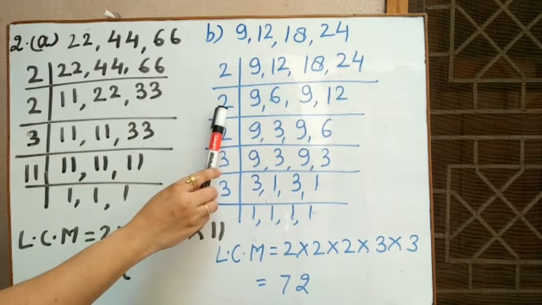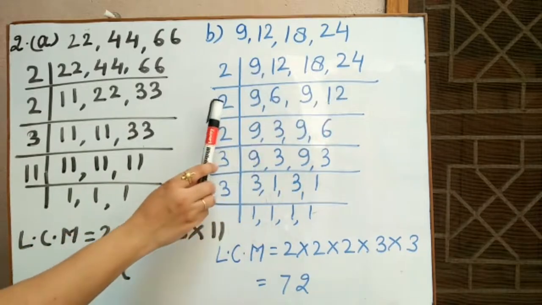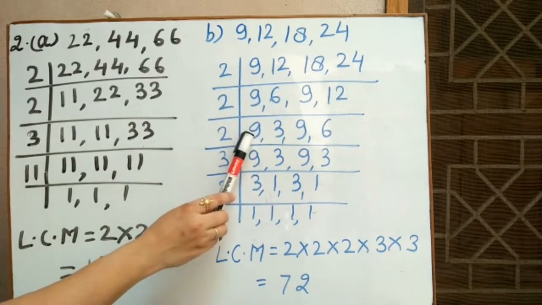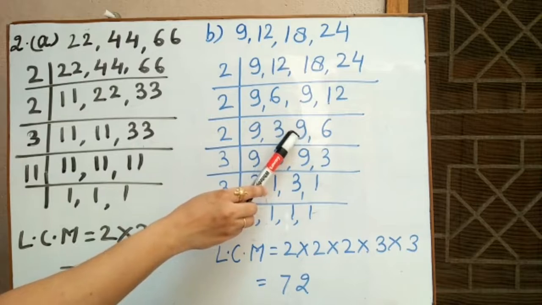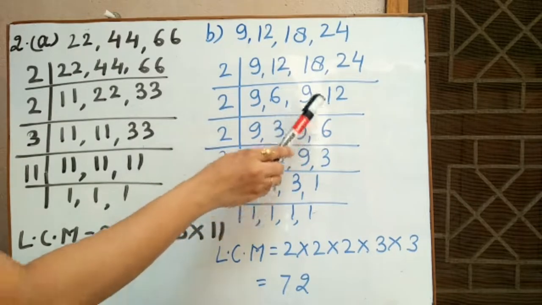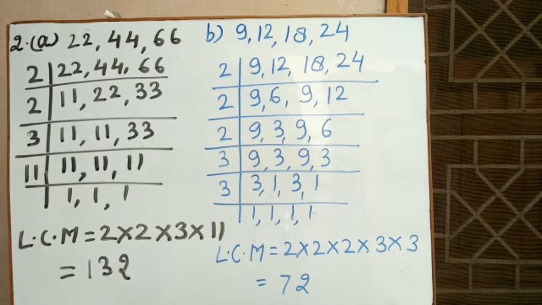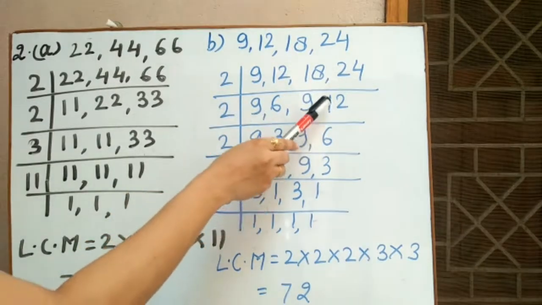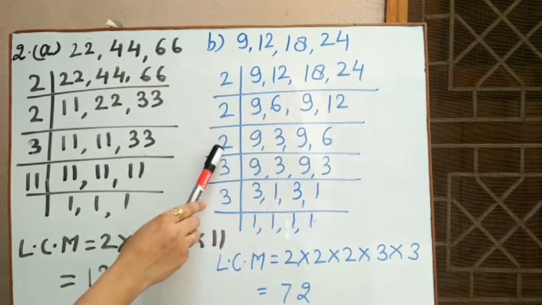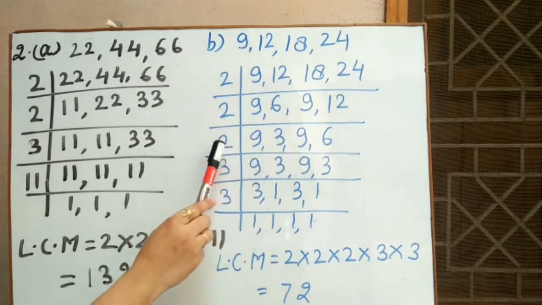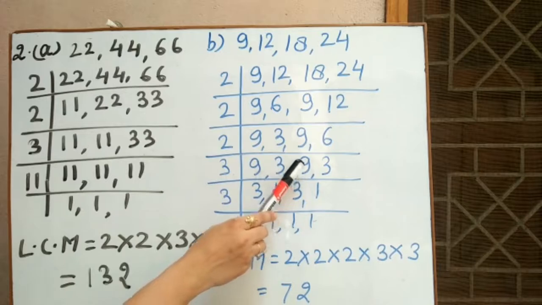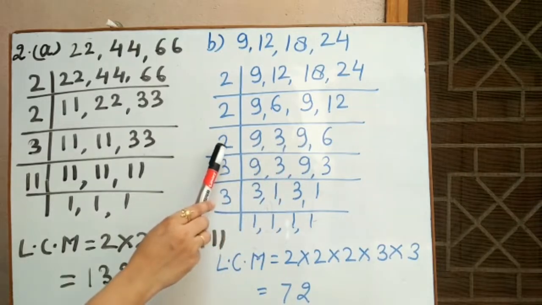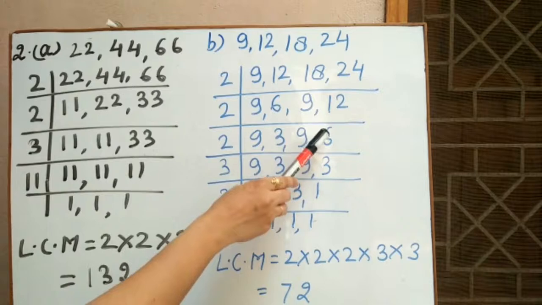Again we will write here 2 because of 6 and 12. We will write 9 as it is because 9 cannot be divided by 2. 2 threes are 6. 9 we will write as it is, and 2 sixes are 12. Again we will write here 2 because of 6. And we will write 9, 3, 9 as it is because all these numbers cannot be divided by 2. And 2 threes are 6.